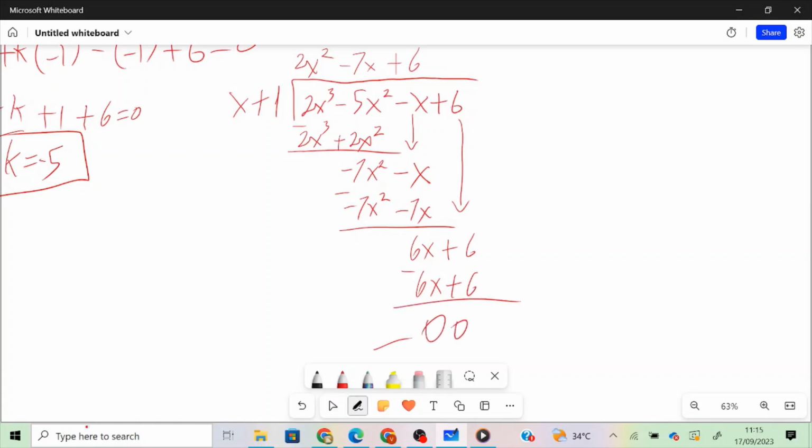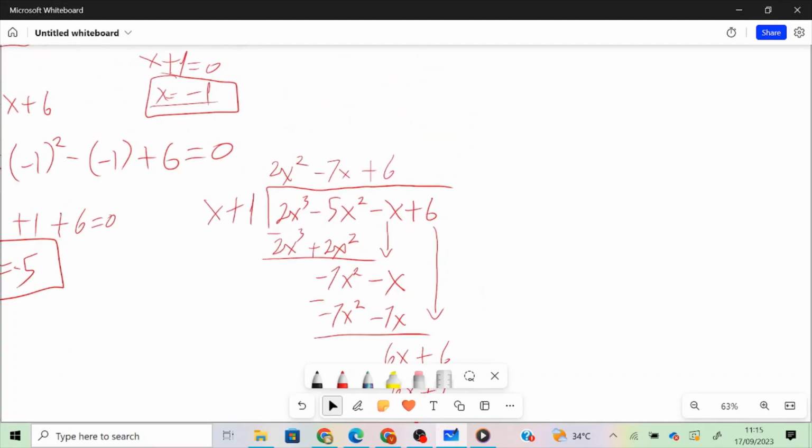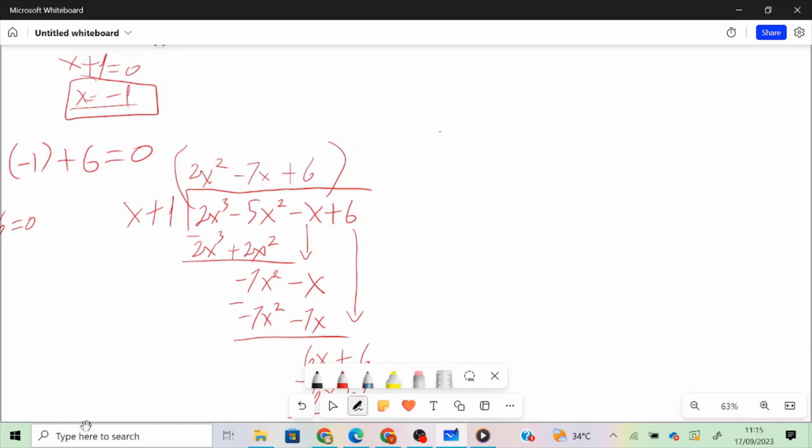We know it's meant to give 0 because they said that x plus 1 is a factor, and when it's a factor, the remainder is 0. But what we needed was the quotient, and now we have it. That is 2x squared minus 7x plus 6. So eventually what we're saying now is that 2x squared minus 7x plus 6 multiplied by x plus 1 would give us our polynomial, back to our polynomial.